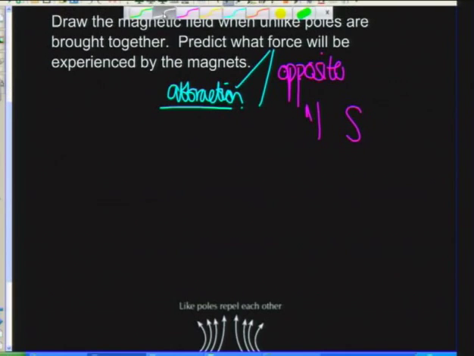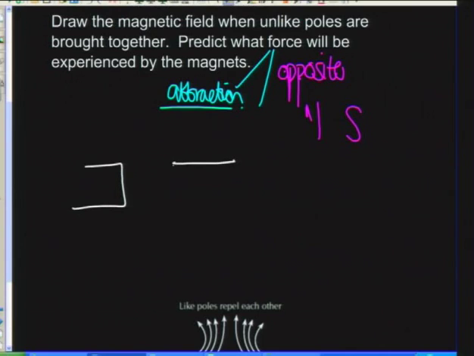I'm going to put a different color on, and let's draw these two magnets. So there's my one magnet and my other magnet. We need to show one as being north and one as being south. So I'm going to show a north, and then I'm going to show a south, right?